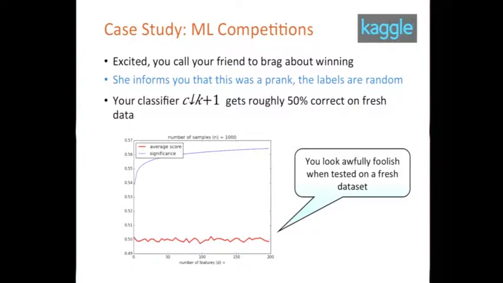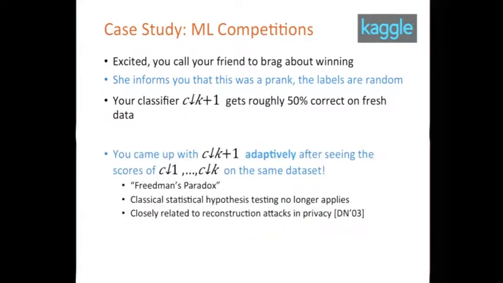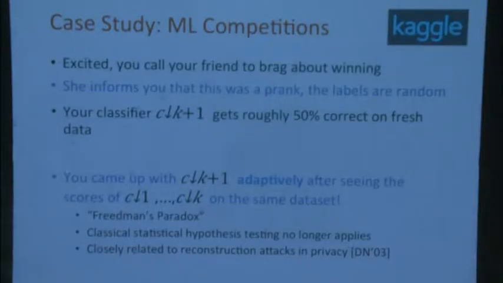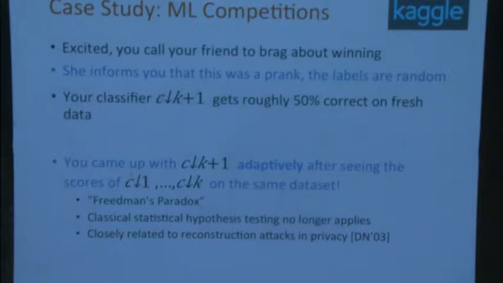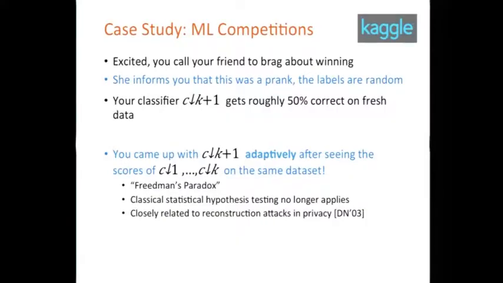Well played, Cynthia. And so what happened is that even though I tested for statistical significance, I came up with this final classifier adaptively based on the scores of the first classifiers. So I had to look at which classifiers did better than random on my training data. And that's a function of the training data. That's a feedback loop involving the training data. And so the hypothesis test that we used no longer applies in this setting. And this leads to something called Friedman's paradox. And it invalidates classical hypothesis testing.